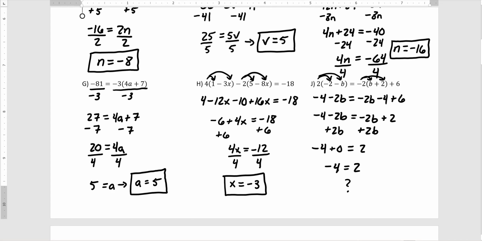Notice, though, I don't think we did anything wrong. Oh, I know what this means. So if there's no variable anymore, this isn't true, which means that this is actually an example of no solution. Everything we've done so far has had one solution. This one doesn't. This is no solution. Let's talk about that a little bit more.